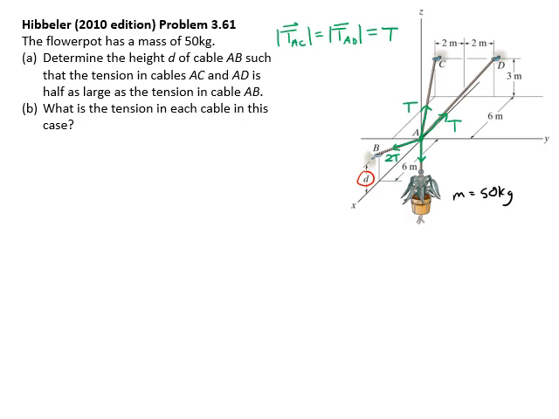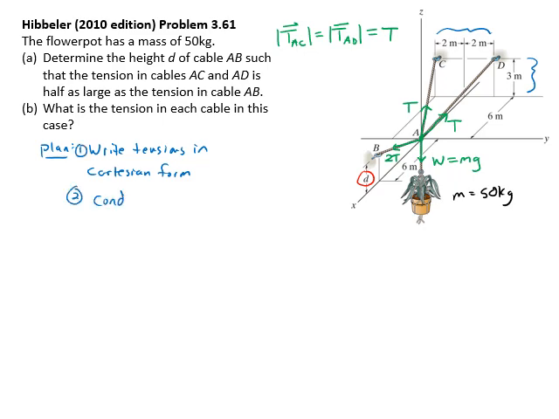And then we've got weight downward, I'll just call it W, which is mg. All right, so we've got those forces, and basically we have to apply the conditions of equilibrium. So our plan, anytime you have these kinds of dimensions for cables, is to write the tensions in Cartesian form, and then we will apply the conditions for equilibrium.